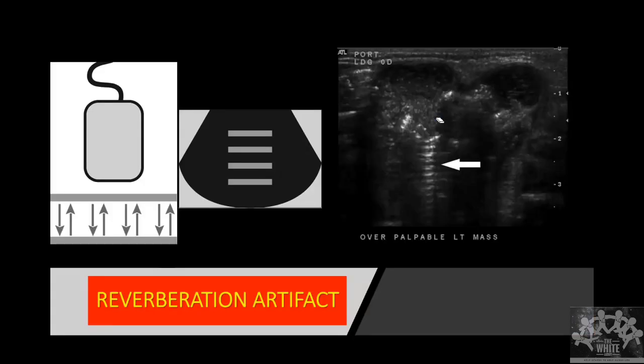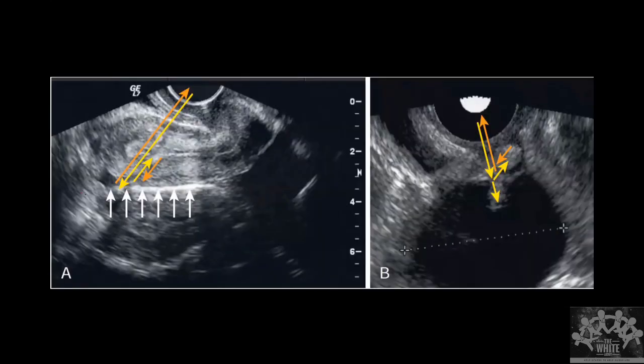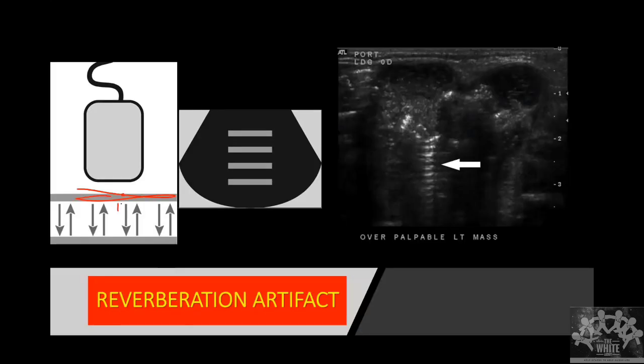The first thing is the reverberation artifact. When there are two highly reflective surfaces, this is one highly reflective surface, and the second highly reflective surface. Normally we expect one sound to come from here and go back, and another sound to come here and go back. But what will happen whenever there is a highly reflective surface? The sound comes here, it gets reflected back.